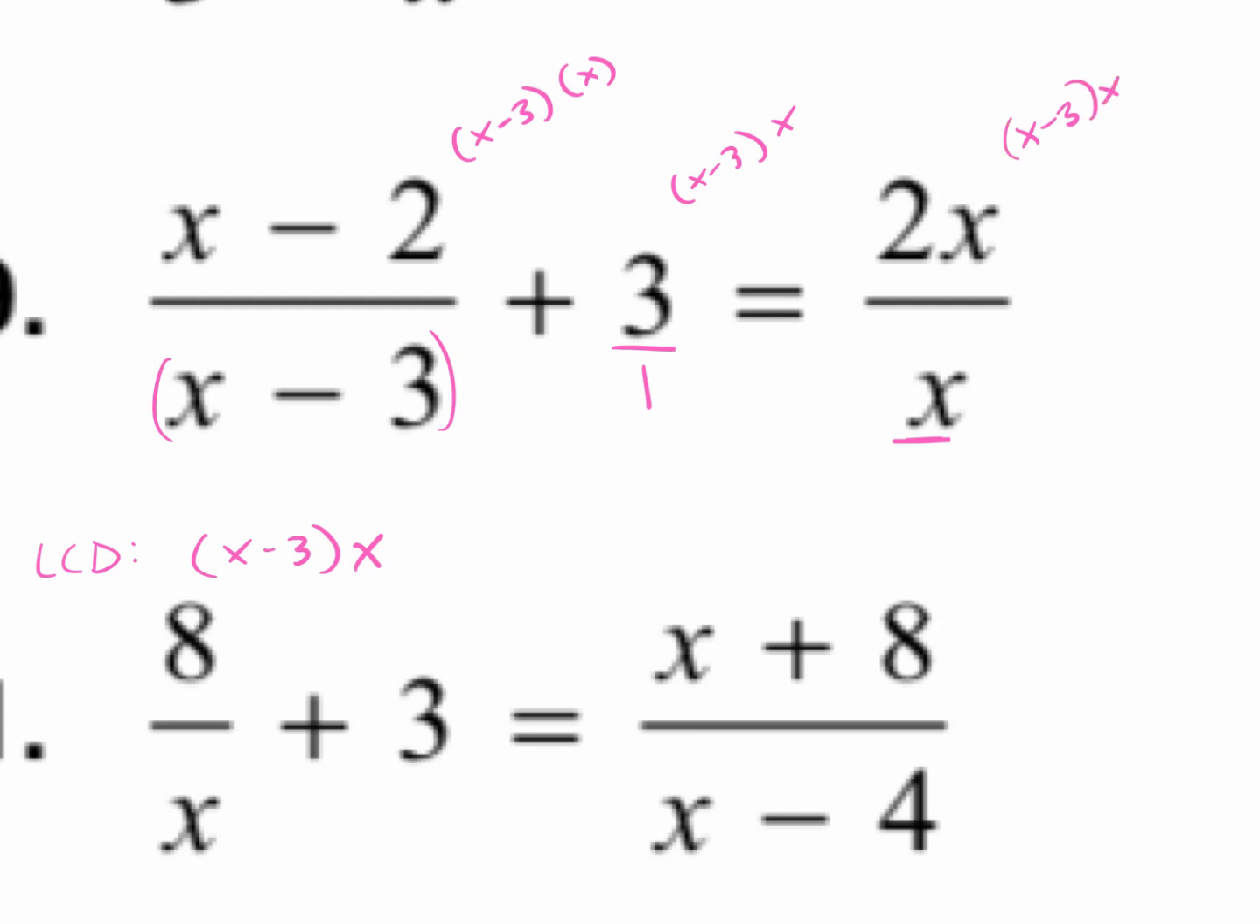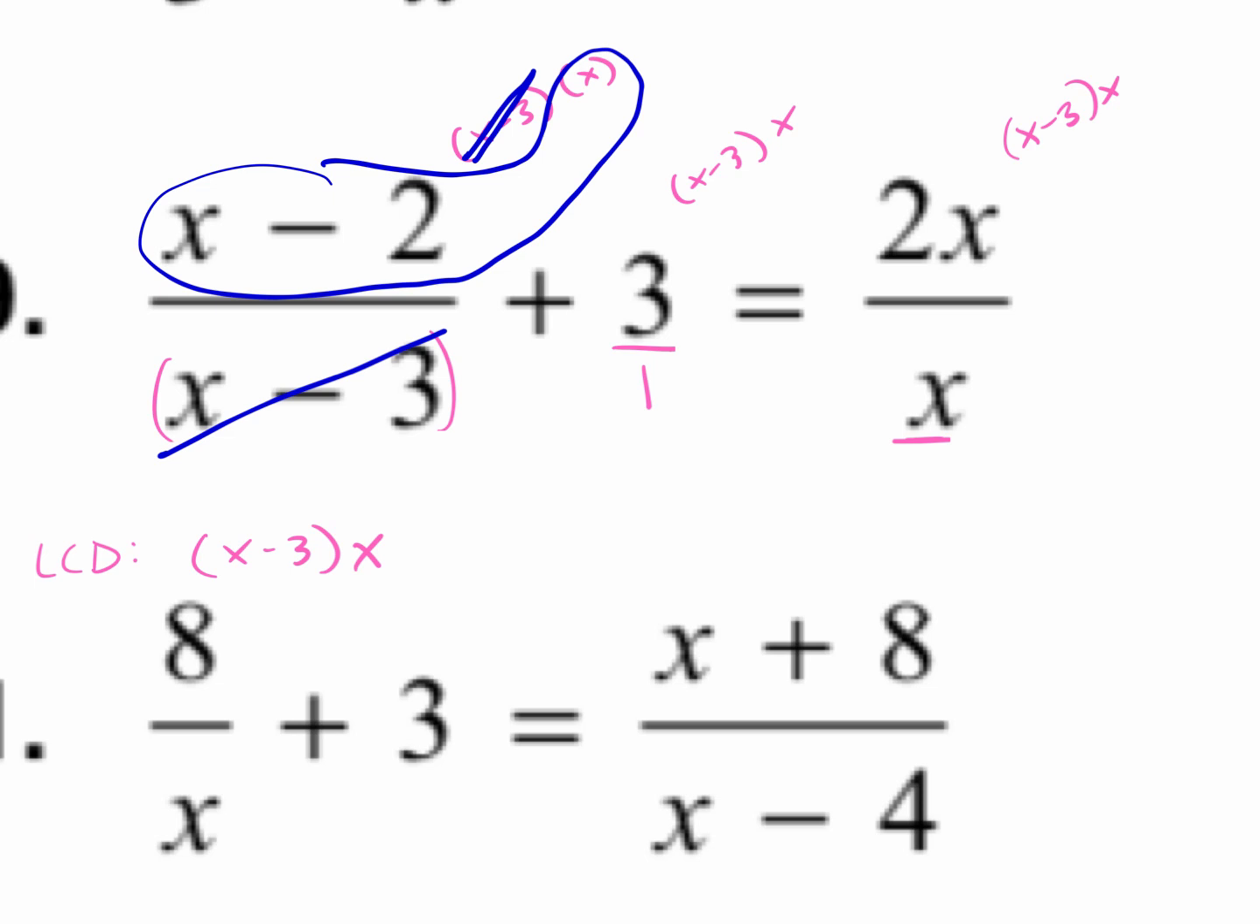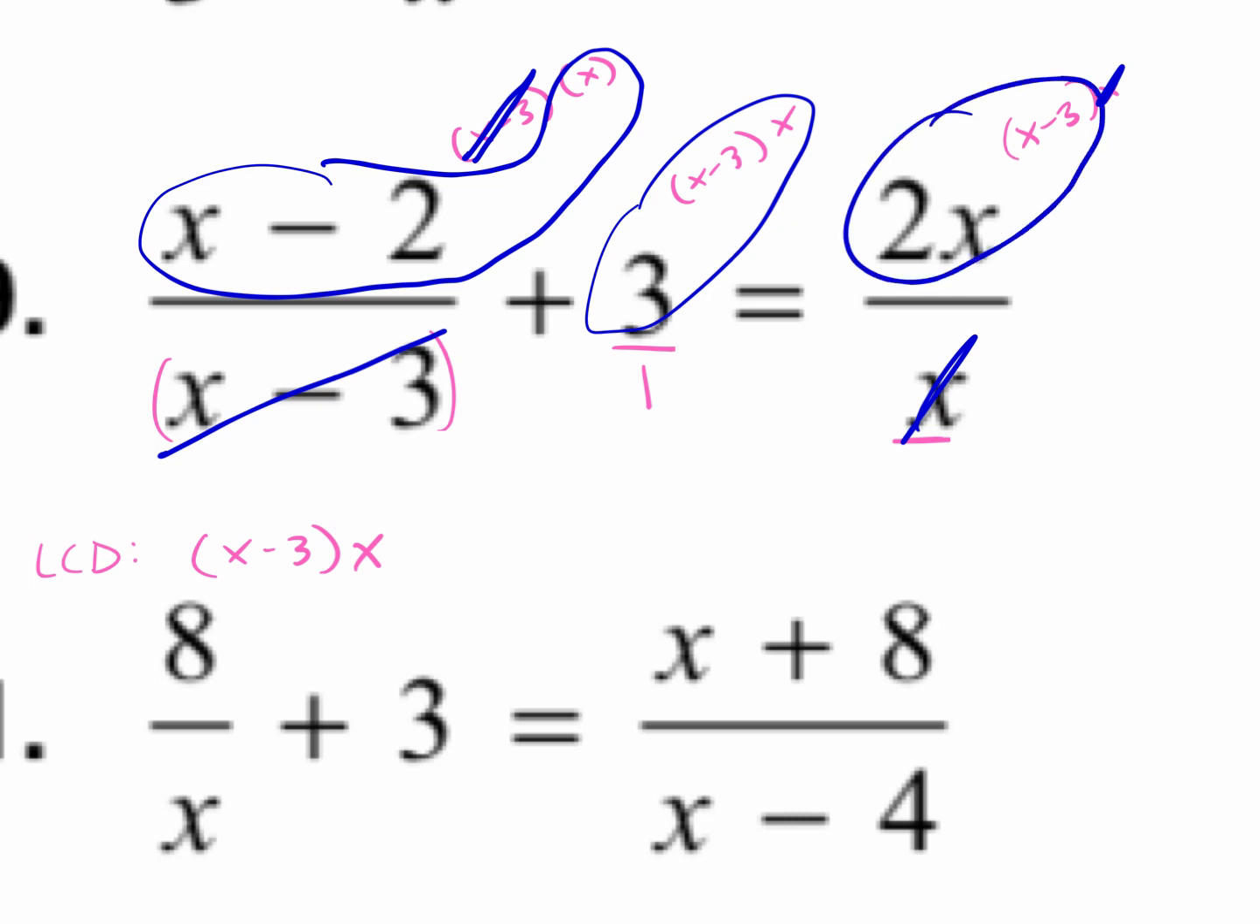But if it's already in the denominator, it cancels out. So technically what you're doing is just multiplying by the missing factors. So just like when we were adding, you're only multiplying by the missing factors. So this would just be x minus 2 times x. Here, nothing cancels out, so it has to be 3 times x minus 3 times x. And then the third one, what cancels out in our third fraction? The x. So it'd be 2x times x minus 3.